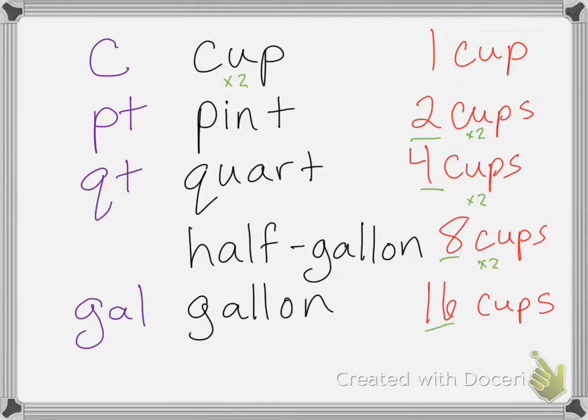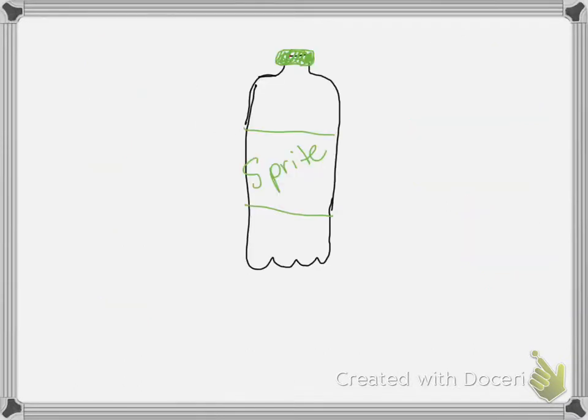Now, let's say I have a bottle of Sprite or any kind of soda. Liquids that we buy in the store, like milk and juice, come in containers that are in gallons and quarts and pints. But soda comes in a different type of container, and this is called a liter container. Now, a liter is about the same size as a quart. It's a little bit more than that, because a liter is about equal to 4 cups. That's a little bit more than 4 cups.